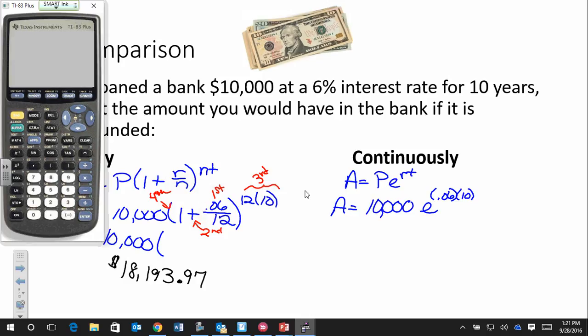All right, so we're going to take e to the 0.6. So e is the shift of the natural log, second ln, 0.6. And then we take that number times 10,000. And we get $18,221 and 19 cents.